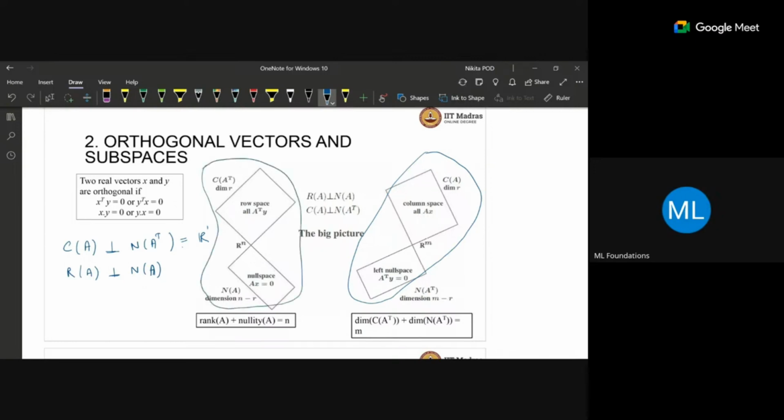Like you're just given a matrix, and with that matrix, you are able to construct the whole space Rn and Rm. So that is why these four subspaces are quite useful to study.